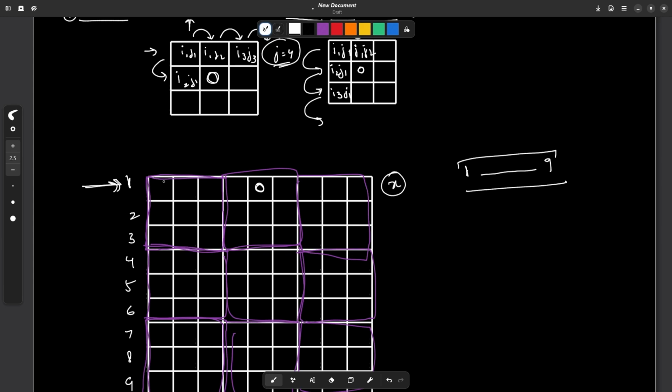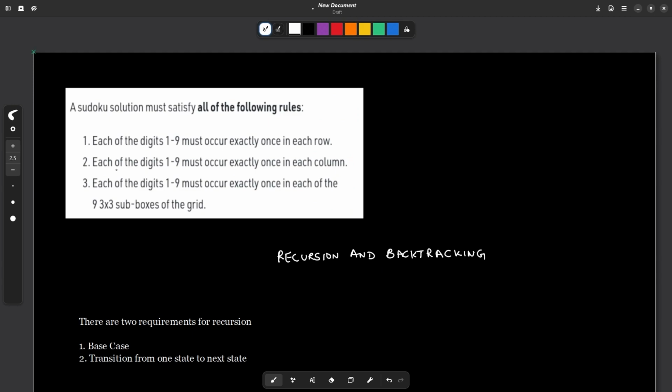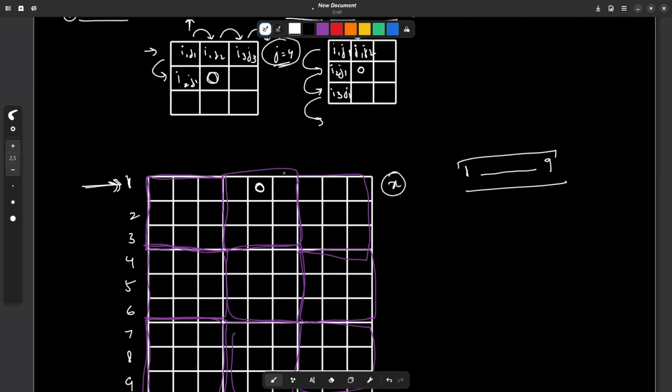Right. Similarly, the second point is each of the 1 to 9 digits must occur exactly once in each column. Similarly, if you're checking for this particular row, you will have to check for this particular column as well. Right. That this particular number x that you are trying to take should not occur in this particular column. Right. So how do we store this information for rows and columns? What you can do is simply maintain a two-dimensional vector. Let's say this is for rows. So let's say this is a two-dimensional vector.